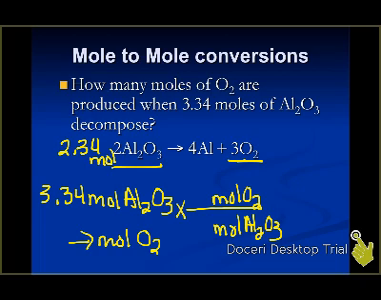So now I need to look at my chemical equation. The coefficient for oxygen is 3. The coefficient for aluminum oxide is 2. So now we're no longer going to have 1s in our conversion factors. So now we're going to take 3.34, times it by 3, and then divide it by 2. So 3.34 times 3 divided by 2 gives us an answer of 5.01.